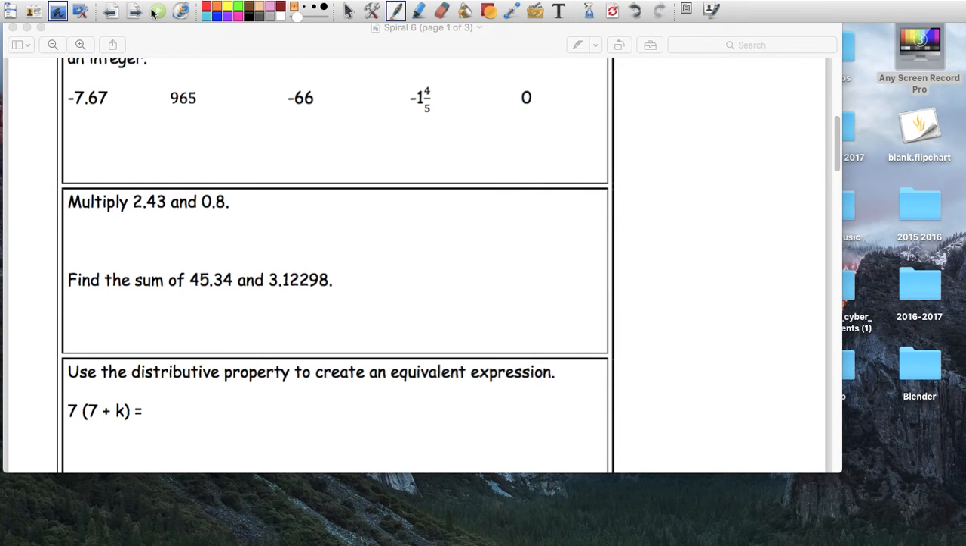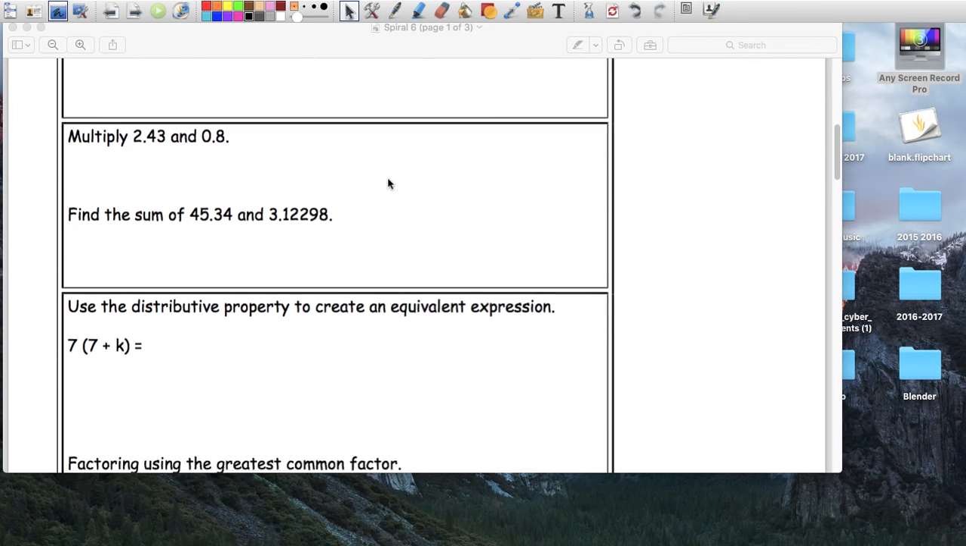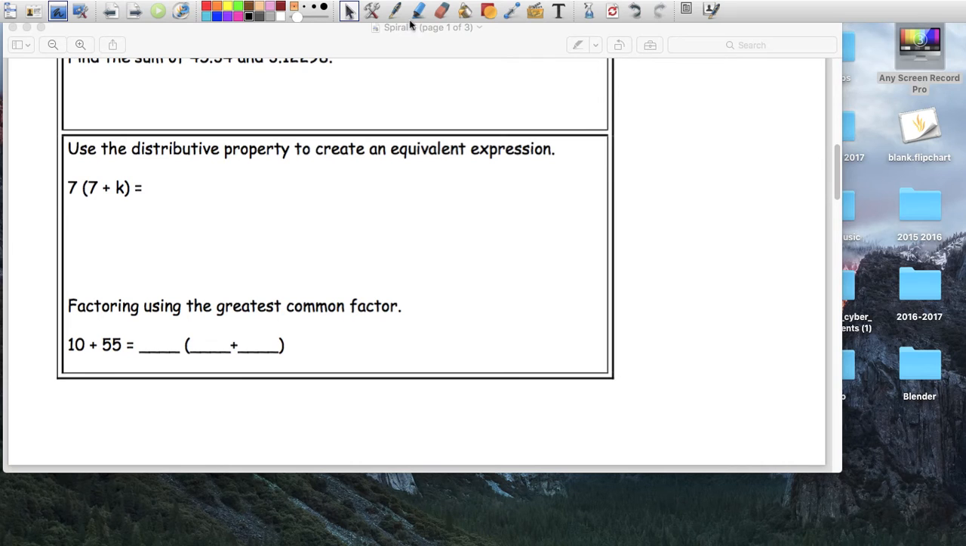Let's go down. Use the distributive property. Okay, hopefully distributive property. This multiplies this. This attacks this. So first attack you get 7 times 7 plus a second attack 7 times k. We can simplify 7 times 7. Instead of leaving it 7 times 7, write 49 plus 7 times k. That's how we're going to leave our answer.